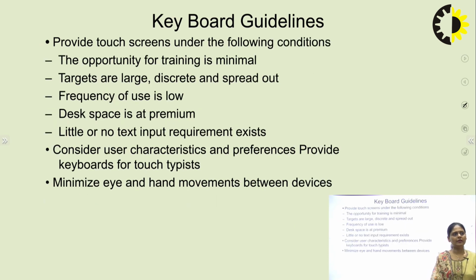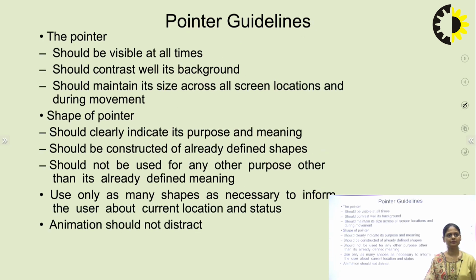Provide touch screens under the following conditions: opportunity for training is minimal, the targets are large, discrete, and spread out, the frequency of use is slow, and you need to minimize the eye and hand movement between devices. In those cases, we go for touch screens. The pointer should be visible at all times. Whatever the pointer on the screen, it should be visible and contrast well with the background. It should not happen that my mouse pointer has the same color as the background and I am not able to recognize where it is.